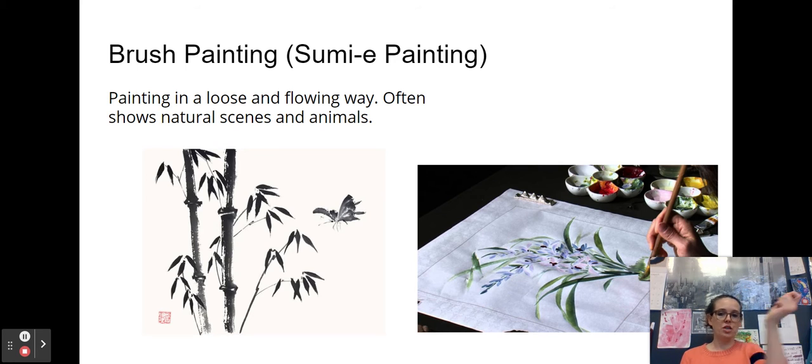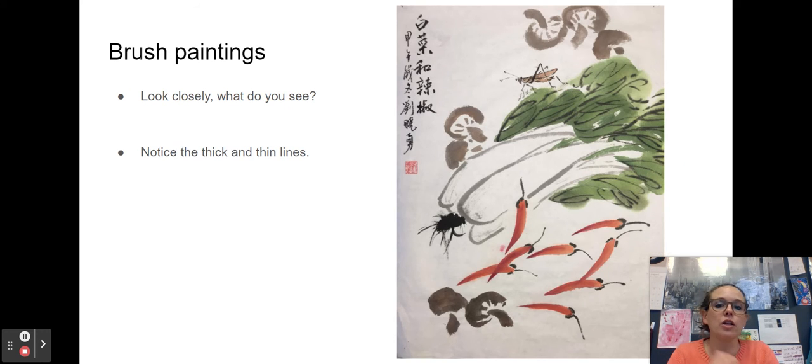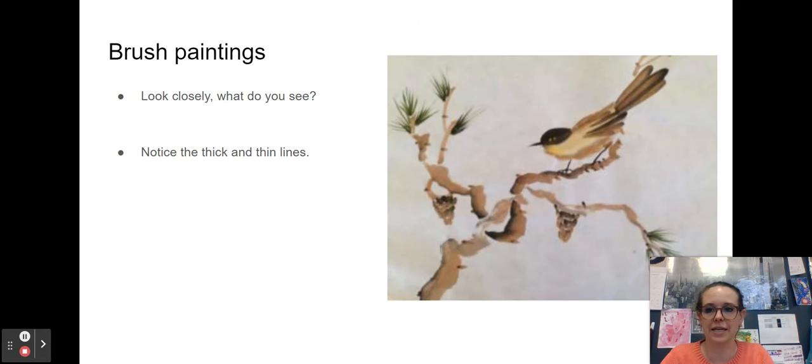Brush painting, get your brush ready again. Painting in a loose and flowing way often shows natural scenes and animals. We watched this video of the woman doing the brush painting. Look closely at this brush painting. What do you see? Notice the thick and thin lines. Did you notice that there are mushrooms, bok choy, some carrots or peppers, I'm not sure which, and there's a combination of thick and thin lines, which is what makes it really visually interesting.